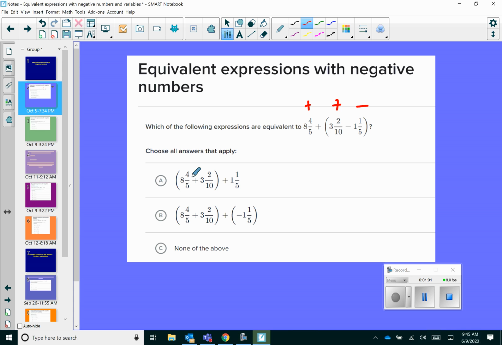So looking at answer choice A, I can see that everything here is positive. So I know it can't be A because 1 1/5 should stay a negative. And here I can see that my 8 4/5 is positive, my 3 2/10 is positive, and I'm adding a negative 1 1/5. So my 1 1/5 is still a negative. So the correct answer here would be answer choice B.